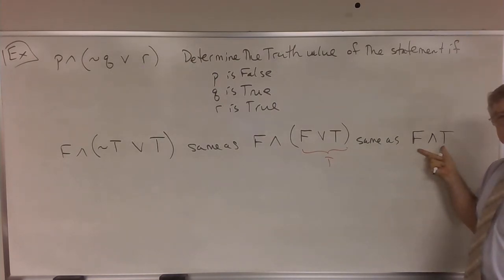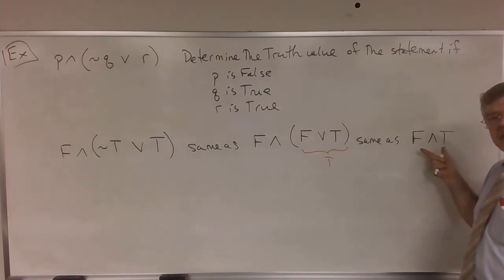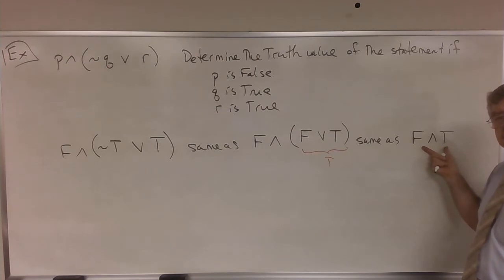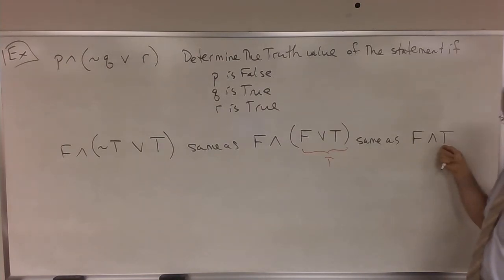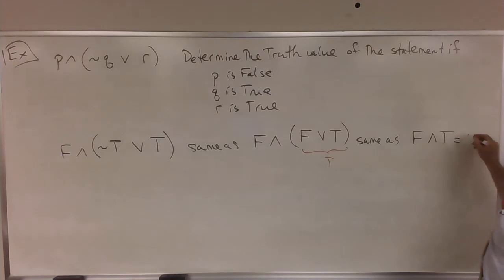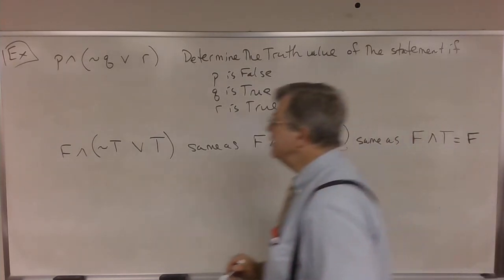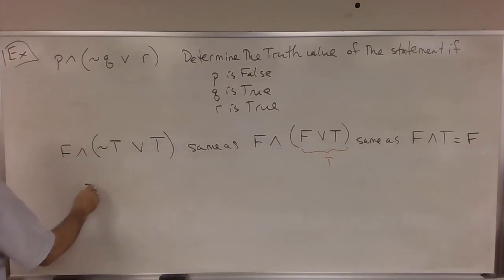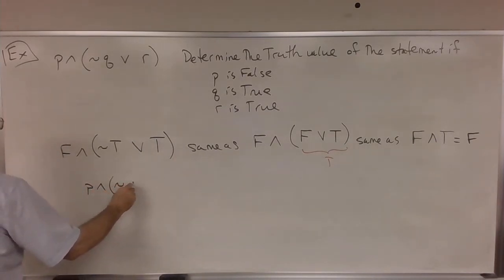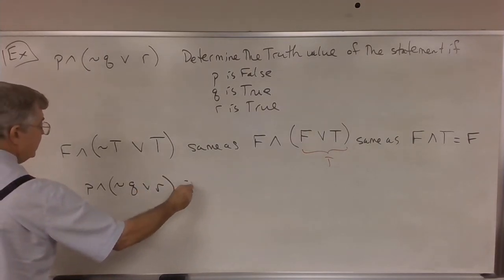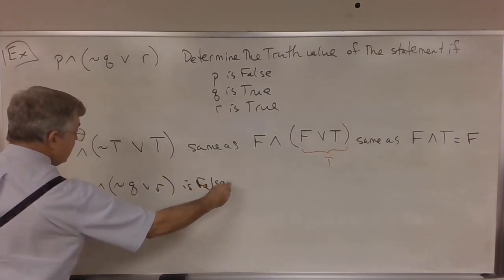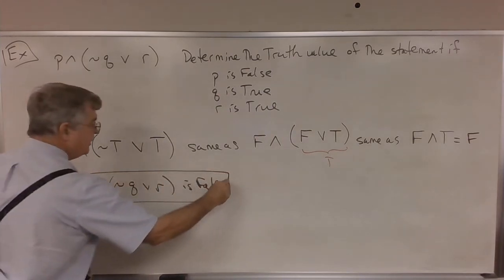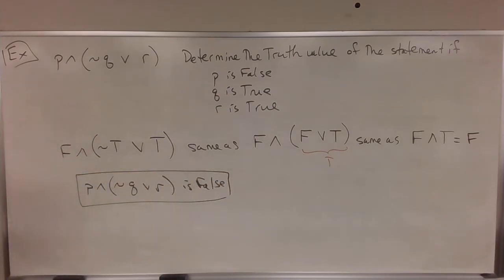So this statement is the same as false and true. What do we know about an and statement? What's the special case? Think about it. Do you remember? An and statement is only true when both statements are true. We have a false and a true. So this is going to be false. So the statement P and not Q or R is false with the given set of truth values.